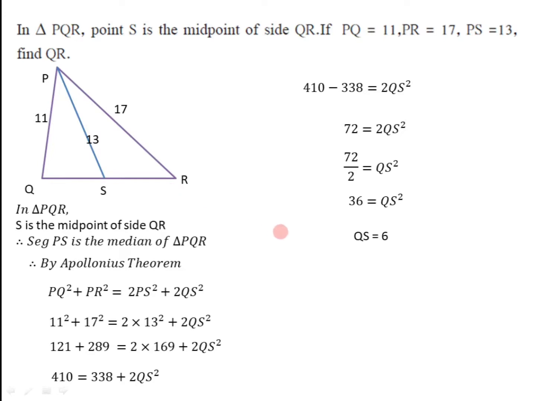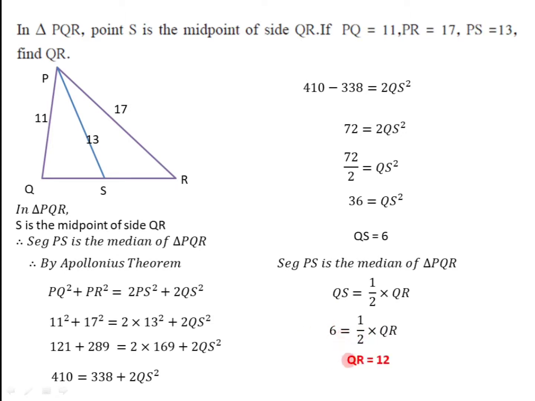For that, we have to use the information given here, that segment PS is the median of triangle PQR. So as segment PS is a median, point S is the midpoint of segment QR. So from that we can write QS is equal to half of QR. We have just found the length of QS. We'll replace here QS by 6. That is equal to 1 half into QR. If we take 1 half to the left hand side, it will be in the numerator, that is 6 into 2, 12. So we get QR is equal to 12. So this is the length of side QR.